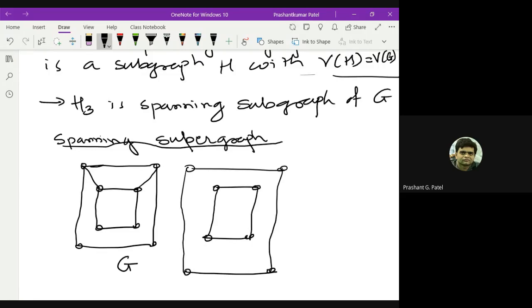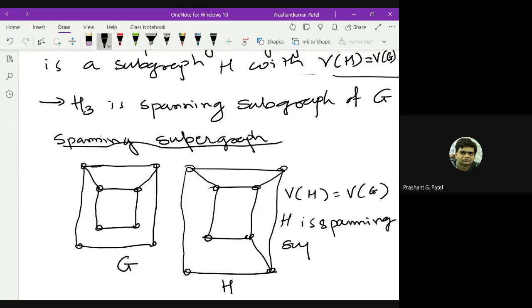If I draw like this, then it is a spanning subgraph. One more edge is already there, and here is also one more edge. If I add one more edge here, and I call this H, the vertex set of H is the same as the vertex set of G, but one more edge is included here. So that's why H is a spanning supergraph of G. This is the definition of a spanning supergraph.